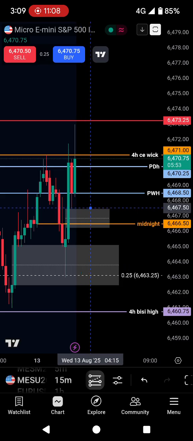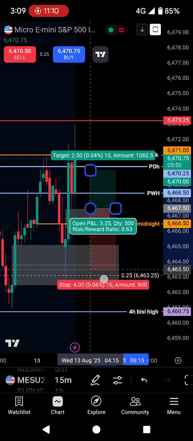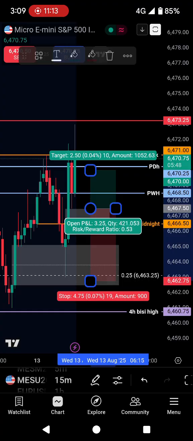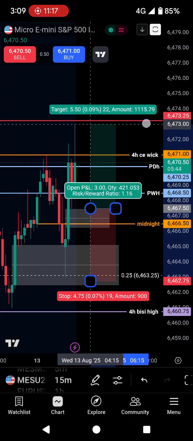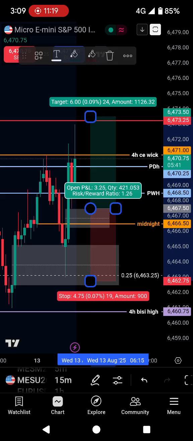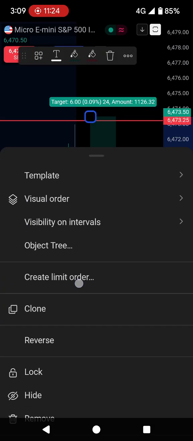So here, stop loss has to be here. So 4.75 points. TP profit is going to be here, just one tick above. Okay. So let's set the limit order.